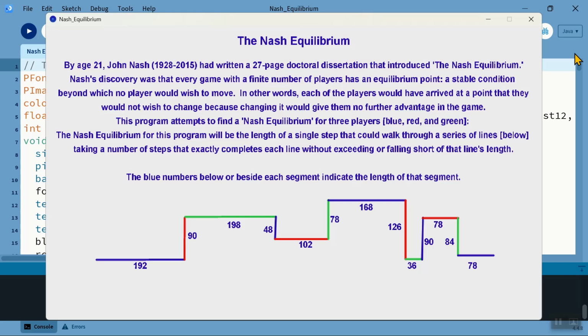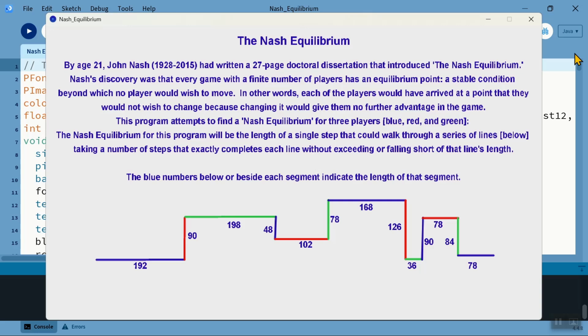And the Nash equilibrium in this program will be the length of a single step. And that step is a very special step because it has to walk through each of these 13 lines below, taking an exact number of steps that completes each line without exceeding or falling short of that line's length. In other words, 6 has to fit into each line exactly.